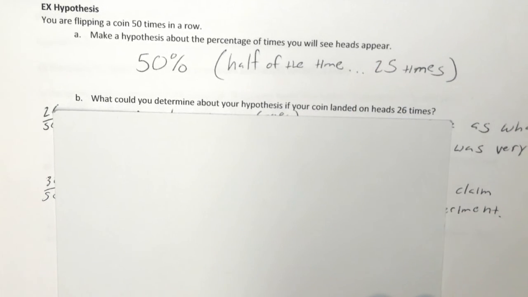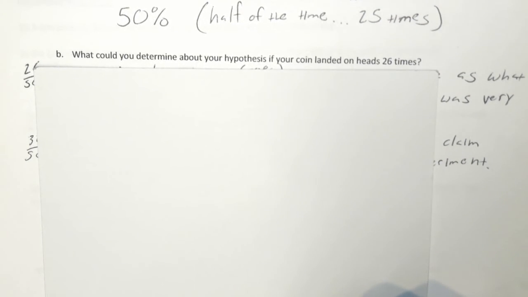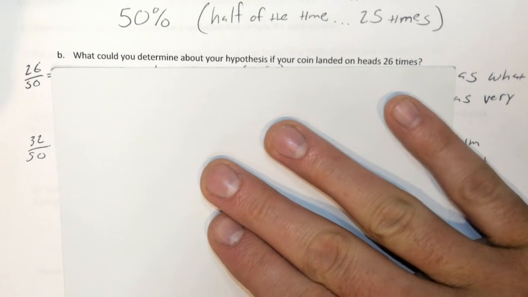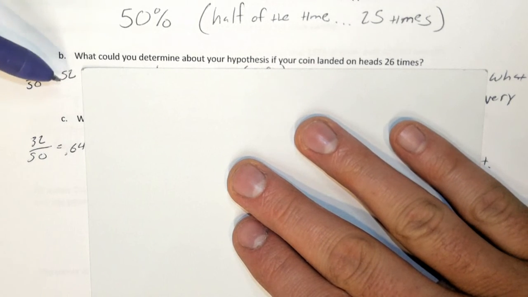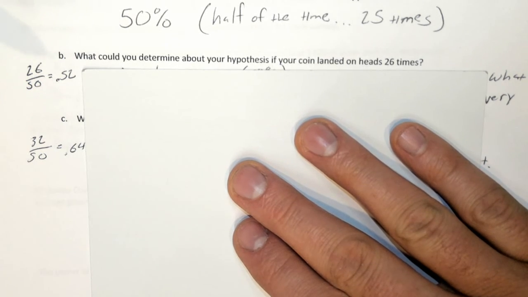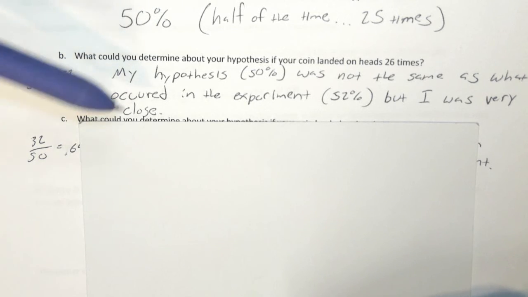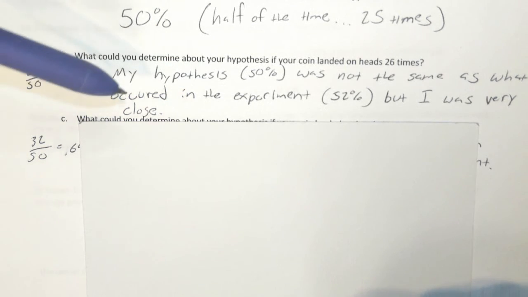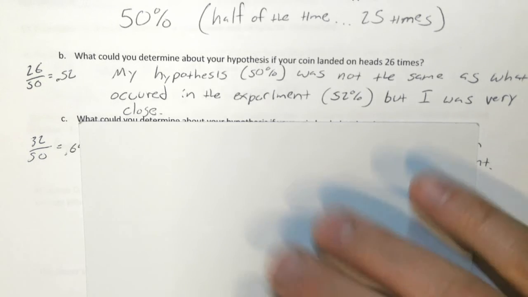So it says, what could you determine about your hypothesis if your coin landed on heads 26 times? Now, 26 times is not exactly what I said. If you actually do the work, 26 divided by 50 gives you 52%. That doesn't match exactly what I had, but it is really close. And because of that, my hypothesis, 50%, was not the same as what occurred in the experiment, but I was very, very close. So I feel good about my hypothesis. I don't want to change it. I think that what I said was accurate, and that maybe this was a little bit of a fluke.